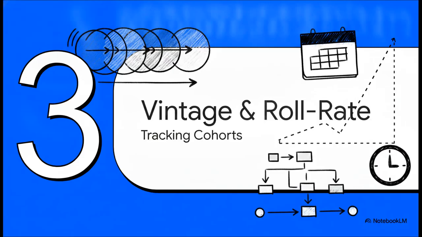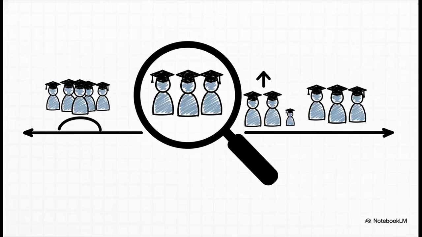Next up, Section 3, vintage and roll rate methods. This is all about tracking cohorts and delinquency. These next 2 tools are completely focused on tracking how asset behavior changes over time. Method 2 is vintage analysis.